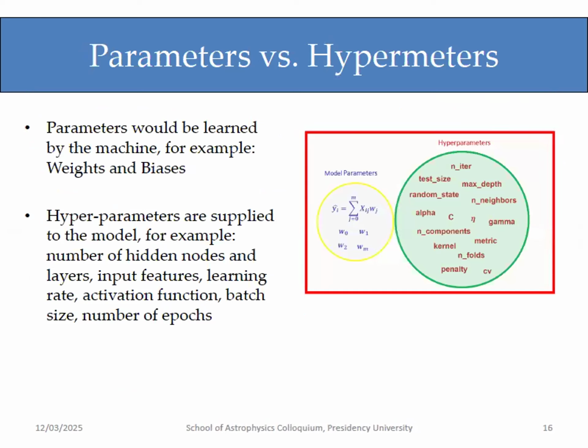The two very common terms used here are parameters and hyperparameters. Parameters are what you learn from the system. These are the weights and the biases. The weights are really the filters, which then get convolved with the image, and there is an additive bias. This you learn from the system. And then there are things called hyperparameters, which are provided by the user, like an expert to the model: the number of hidden nodes, input features, learning rate, activation functions, and so on.